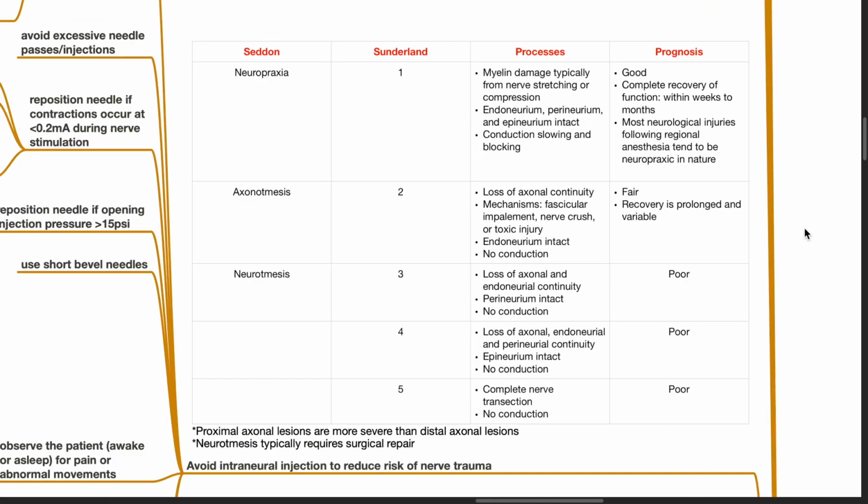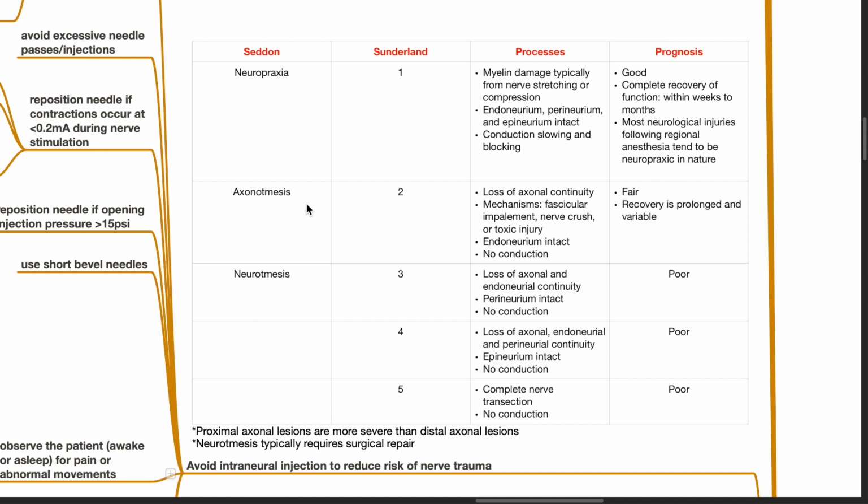A quick recap on the classification of nerve injury. There are few classifications. For Seddon classification, neuropraxia corresponds to Sunderland 1, axonotmesis corresponds to Sunderland 2, neurotmesis corresponds to Sunderland 3, 4, 5. For neuropraxia, myelin damage, typically from nerve stretching or compression, occurs. Endoneurium, perineurium, and epineurium are intact. Conduction slowing and blocking occurs. Prognosis is good. Complete recovery of function within weeks to months can be expected. Most neurological injuries following peripheral nerve blocks tend to be neuropraxic in nature.